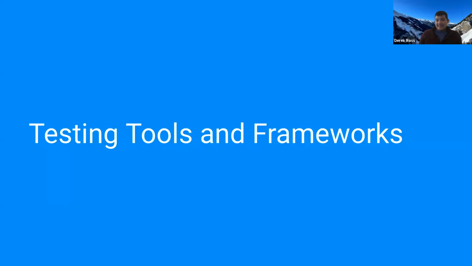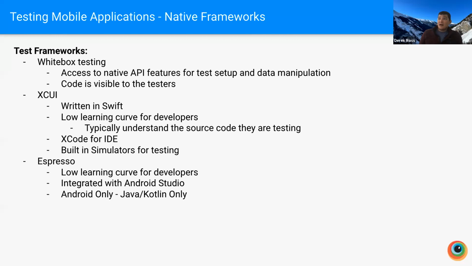So how do we test these things? We have a few ways that we do that. Some of the most popular ways are what I'm going to talk about today. So testing mobile applications, you have native frameworks, and those native frameworks consist of XCUI and Espresso. And those fall in the box of white box testing. What white box testing means is that you have the ability to see the code, and you have the ability to manipulate that code.